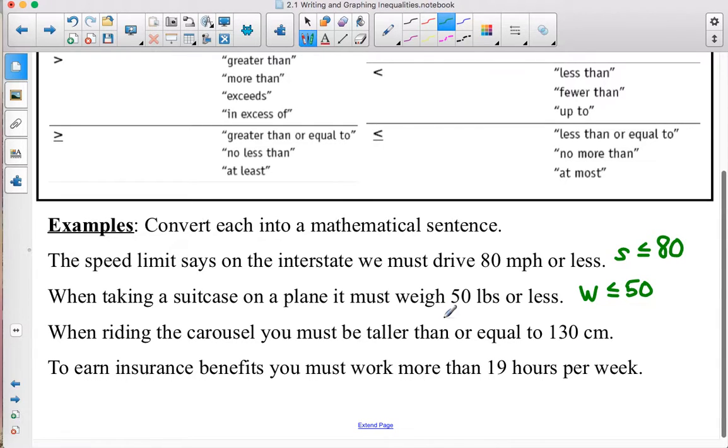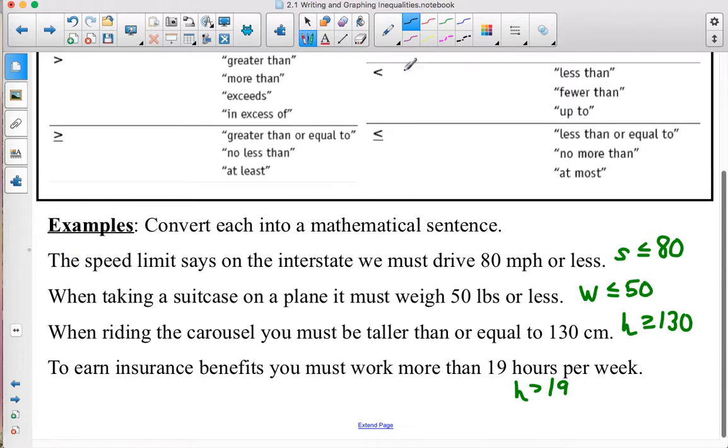When riding the carousel, you must be taller than or equal to 130 centimeters. So your height must be greater than or equal to 130. Last one, that you might care about more when you actually are over 18 and start working. To earn insurance benefits, you must work more than 19 hours per week. So hours, could use H again, have to be greater than 19. It says you have to be greater, not equal to 19, you need to be bigger. So 20 or 21.